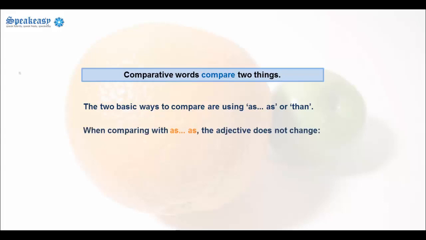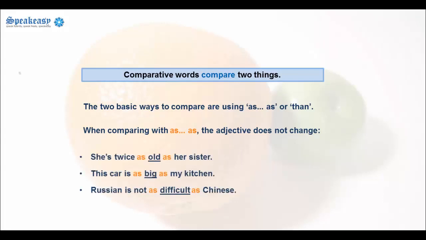When comparing with as, the adjective does not change. She is twice as old as her sister. This car is as big as my kitchen. Russian is not as difficult as Chinese.